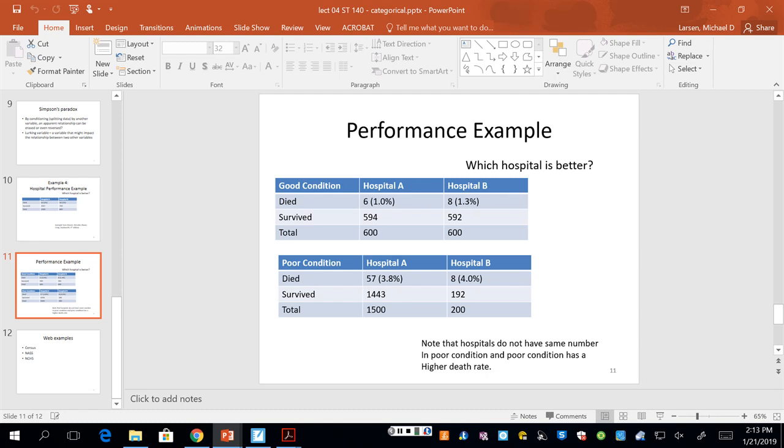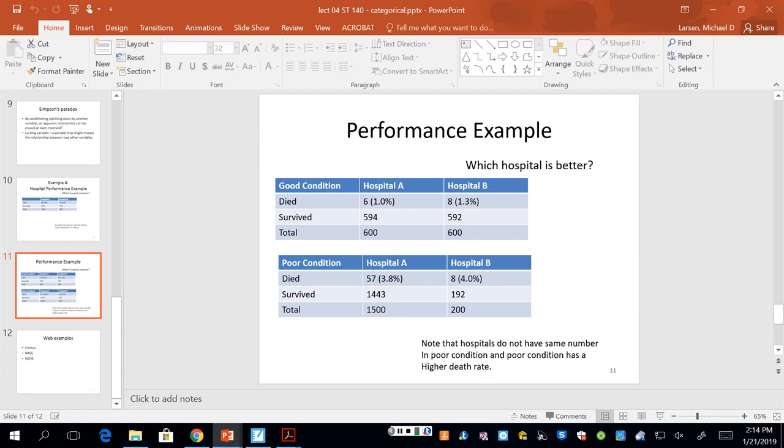So if these were the data, taking the 2,100 from A, if 600 were here and 1,500 were here, if Hospital A got more patients in poor condition, we could imagine hypothetically that Hospital B would split its 800 patients in these two ways, so the majority of its patients come in good condition. Now we could have data that are consistent with that other table, where 6 out of the 600, or 1% of Hospital A patients, die, but 8 out of the 600, or 1.3%, die in Hospital B, of those patients in good condition.